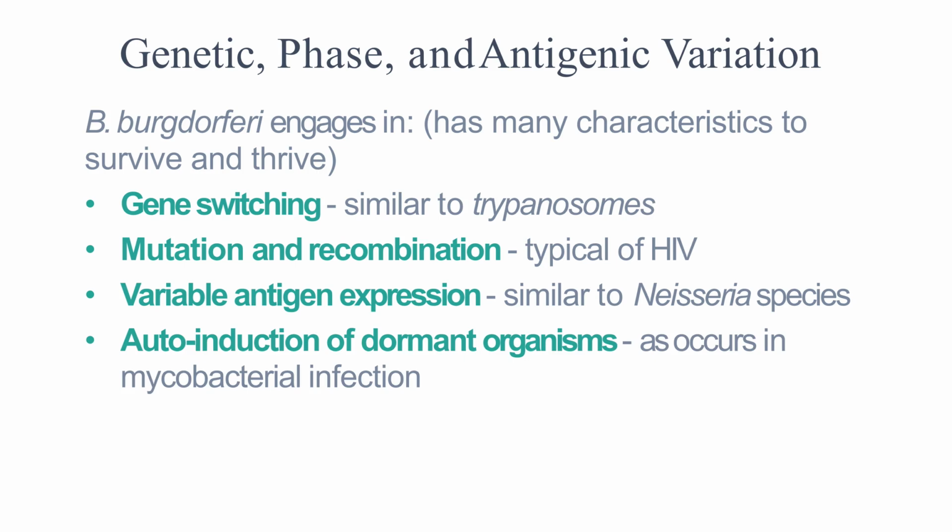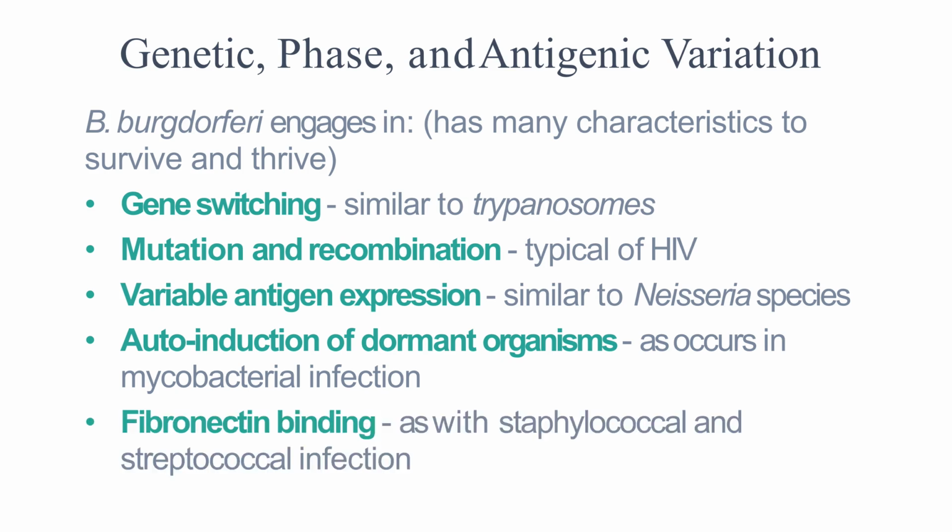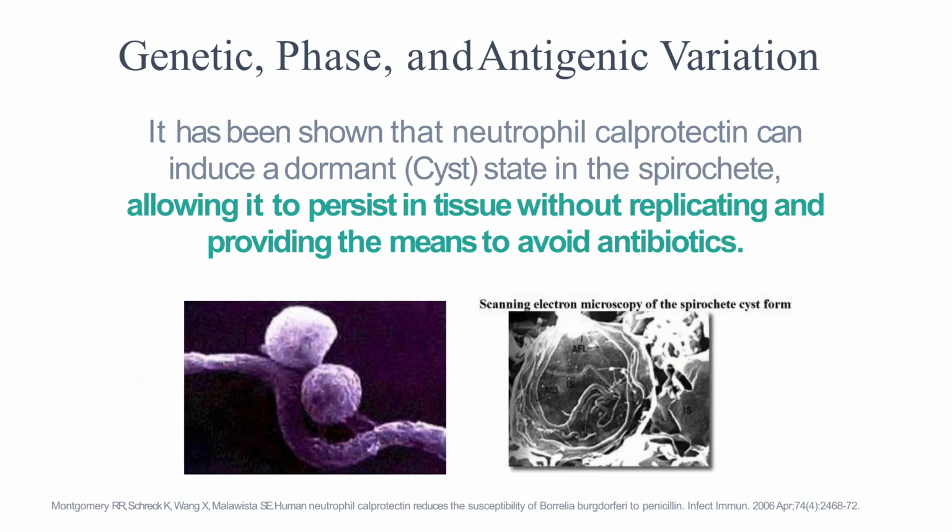So again, a highly sophisticated way to just get in and disrupt. And then the final one is the fibronectin binding, as with staphylococcal and streptococcal infections. So it's taken this multitude of characteristics from this genetic phase and antigenic variations and used all of those combinations to be able to survive and thrive in us as a host. And then it has been shown that the neutrophil calprotectin can induce a dormant cyst state in the spirochete, allowing it to persist in tissue without replicating and providing the means to avoid antibiotics.